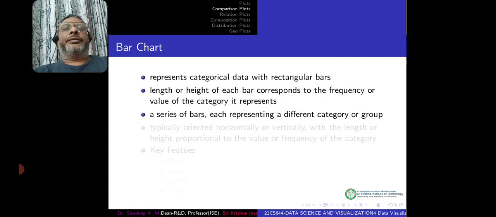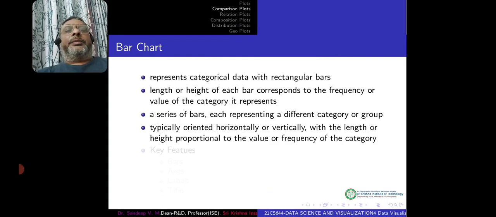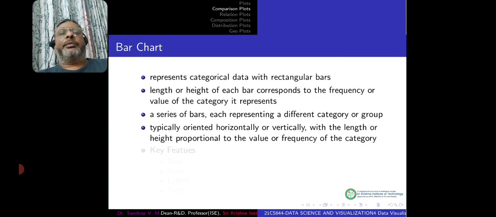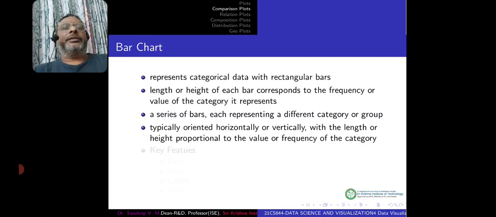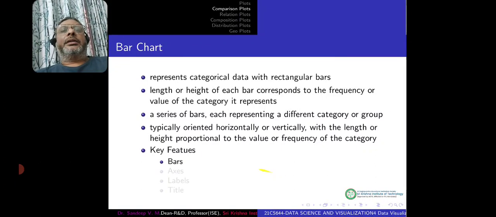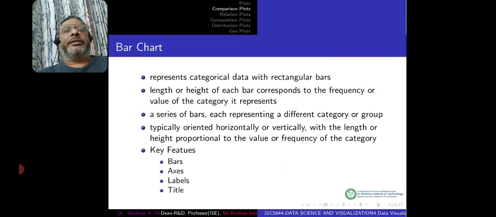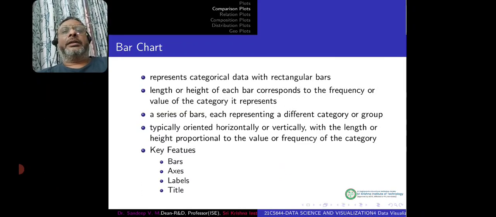A series of bars, each representing a different category or group. Typically, it is oriented either horizontally or vertically with the length or height proportional to the value or frequency of the category. The key features are the bars, the axis, labels, and the title.